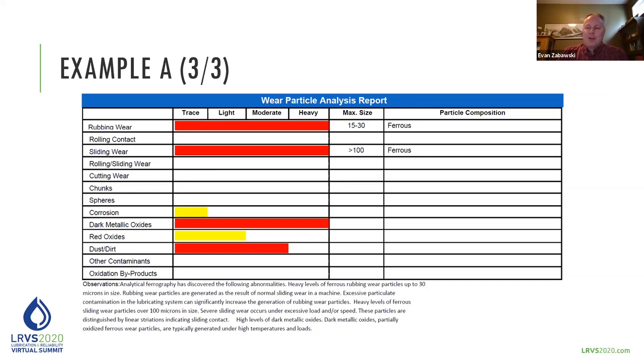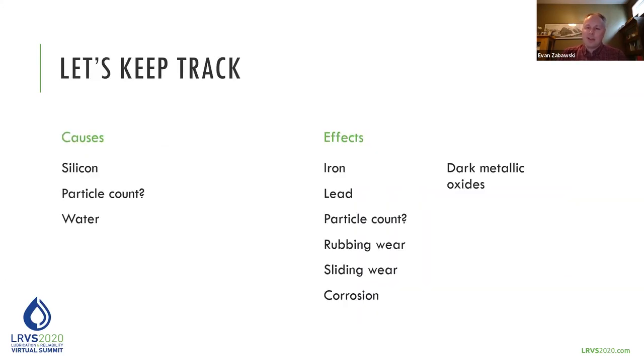We go to the next one, dark metallic oxides. That's due to high pressure contact wear. So these are parts that have welded together and shorn off particles that have annealed. Yeah, something's making that happen, right? Lack of lubrication, probably, maybe related to the water displacing the lubricant. So we'll throw it under effects.